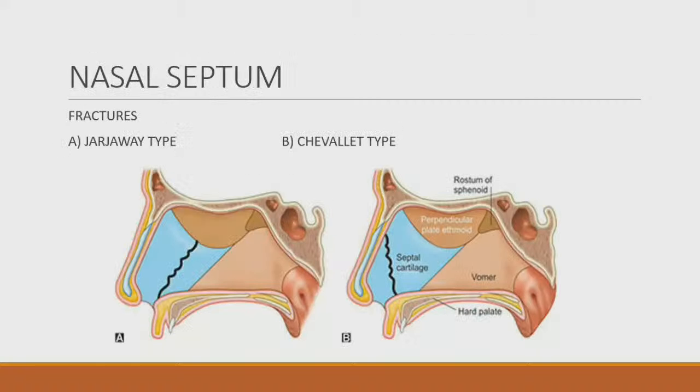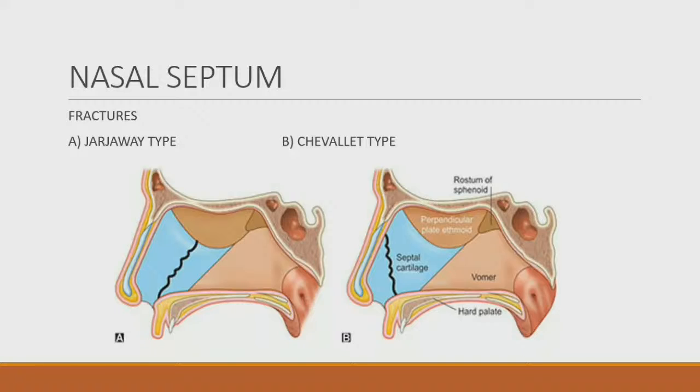Nasal septum: as we have seen, the fractures of the nasal septum can be divided into the Jarjave type and the Chevalier type. The Jarjave type is due to a blow of trauma anteriorly to the nasal septum, leading to the fracture which goes from the nasal spine towards the perpendicular plate of ethmoid. It is almost running towards the perpendicular plate of ethmoid through the septal cartilage.